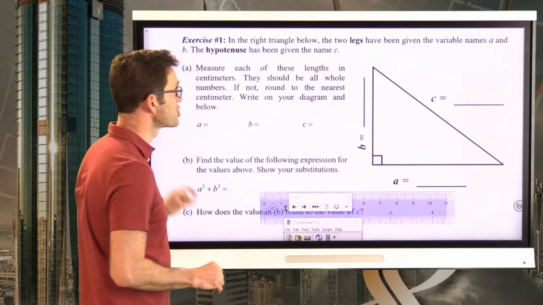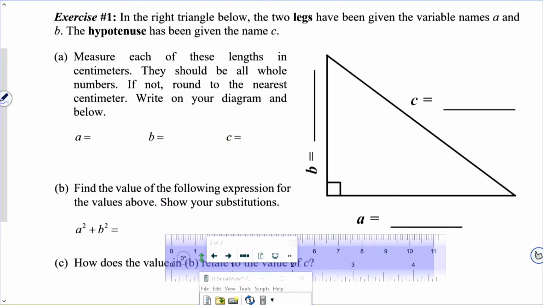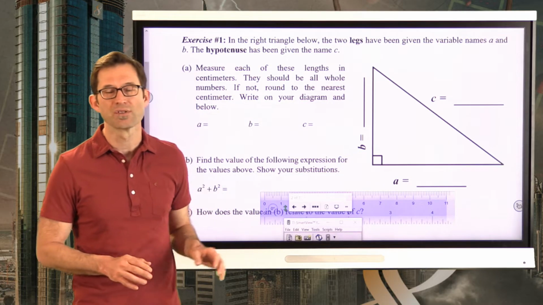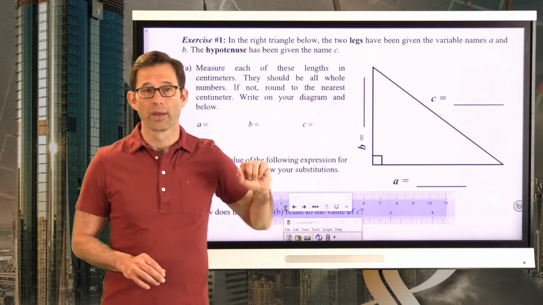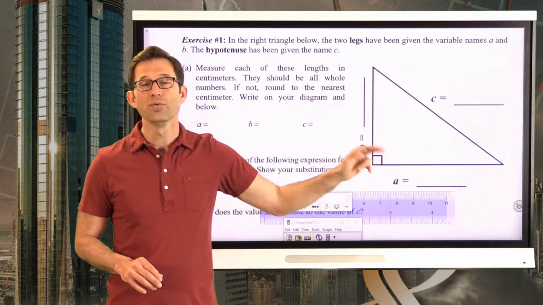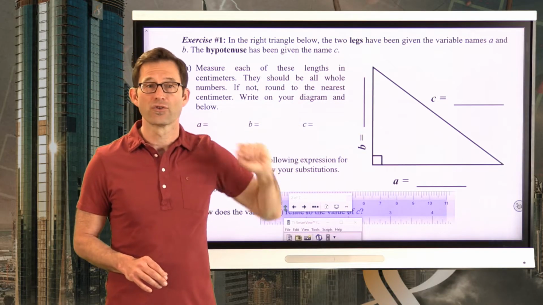Okay, let me try to get exercise 1 to the top. Let's take a look at exercise number 1. In the right triangle below, the two legs have been given the variable names a and b. The hypotenuse has been given the name c. Let's talk about this a little bit before we even get into measurements. In every right triangle, there are the two sides that are perpendicular to each other, the two sides that form a right angle, and those are known as the legs of the right triangle.